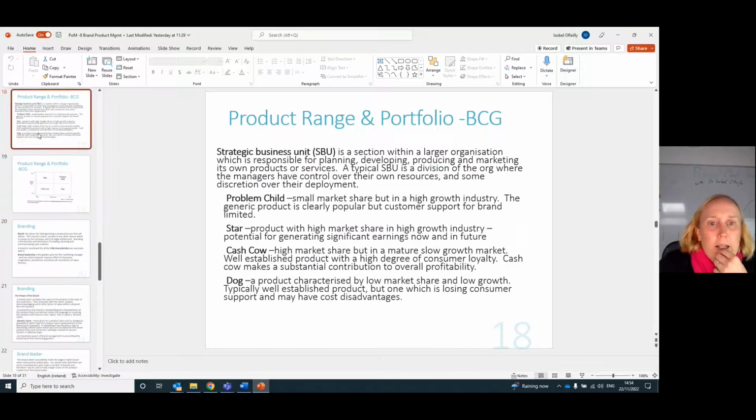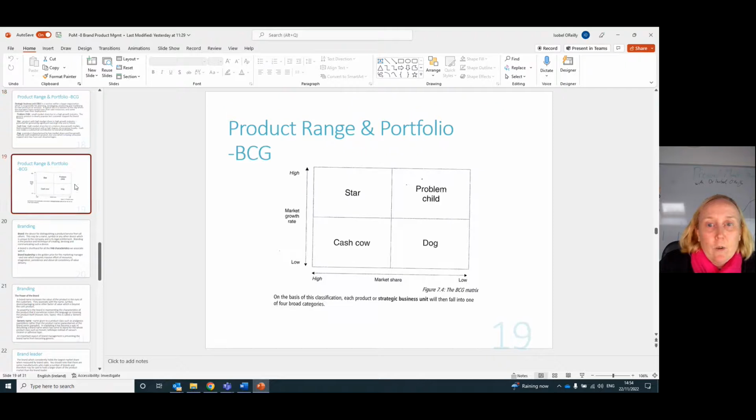So let's just read out each description. The problem child says it's a small market share, but in a high growth industry. The generic product is clearly popular, but customer support for demand is limited. So that's up here.